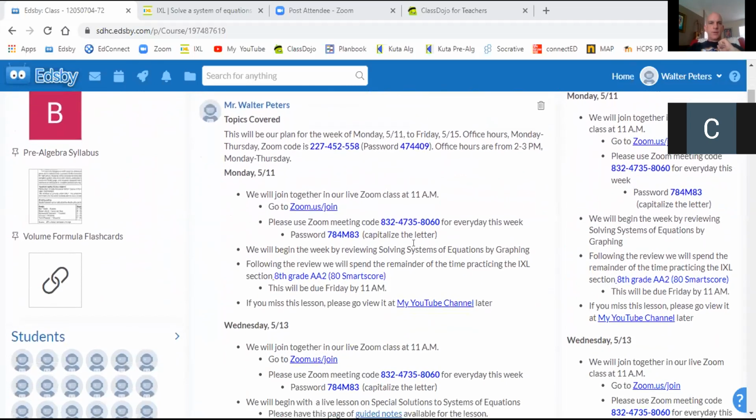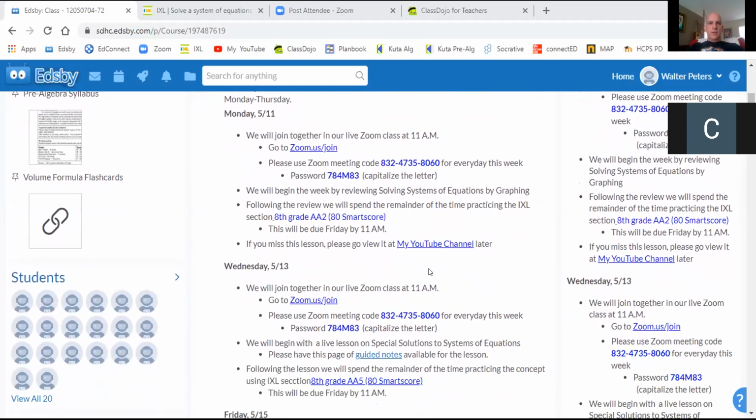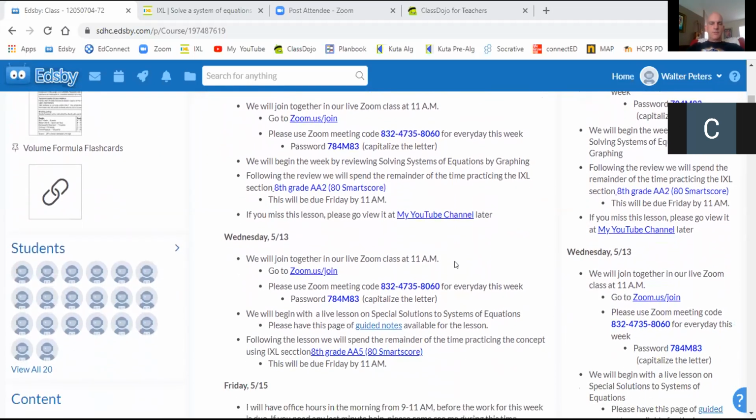Obviously, if you're here, you've already looked at your Zoom codes for this week. But what we're going to do is we'll just review a little bit of what we talked about last week with solving systems of equations by graphing. Then we're going to work on this in class. So hopefully we'll be able to get that done today before you leave.